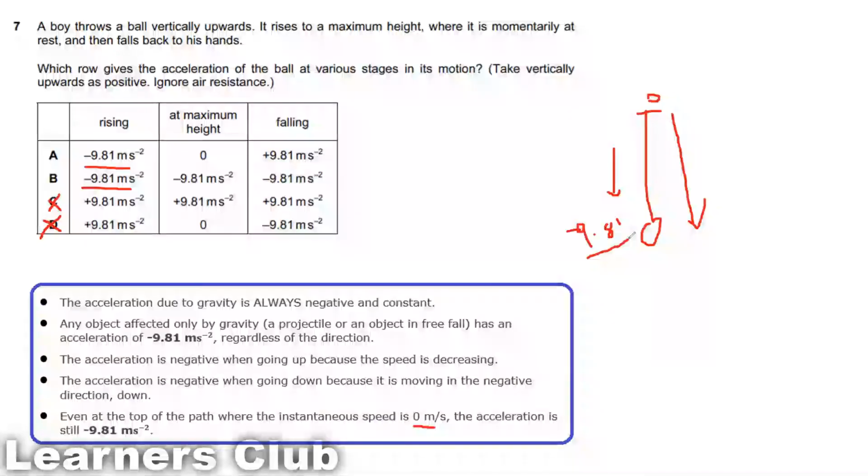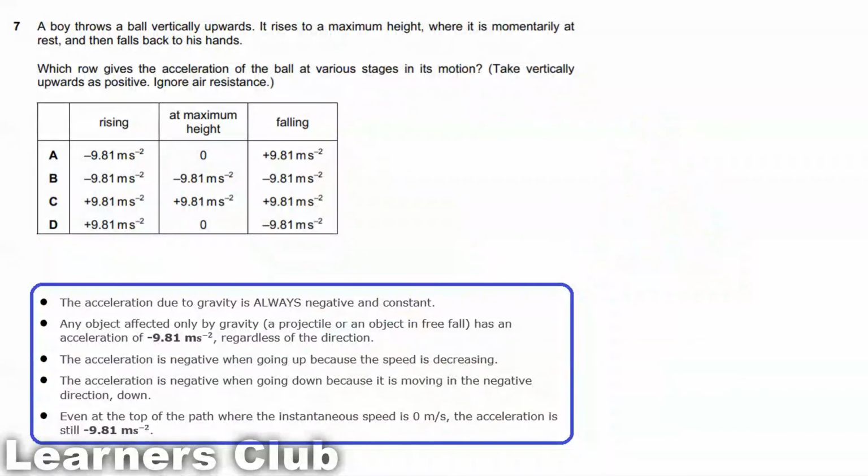So throughout the journey, whether it is going up, staying at the maximum height, which is momentarily at rest, or falling back, it's going to have the constant negative acceleration, which is minus 9.81 meters per second squared. As you can see, the answer is C. Sorry, the answer is B.